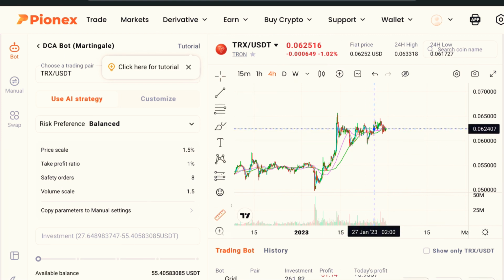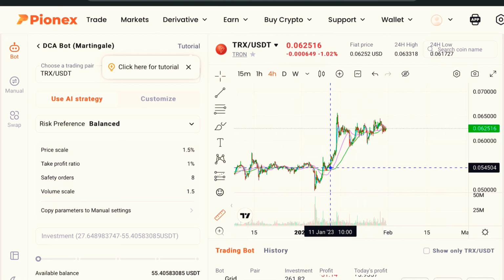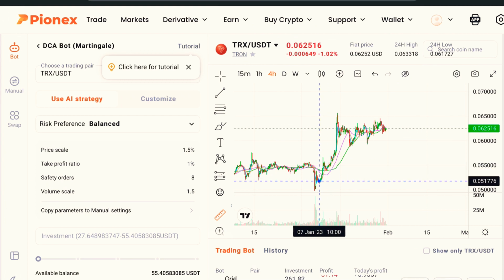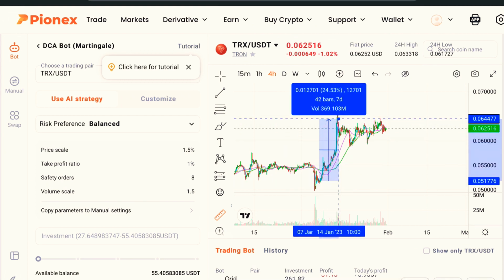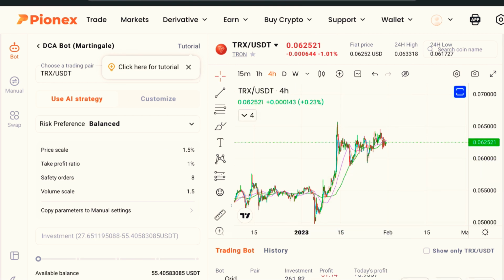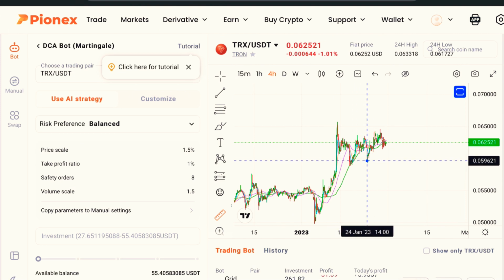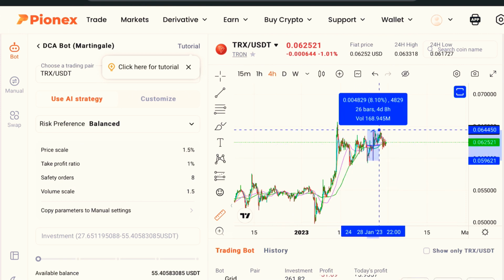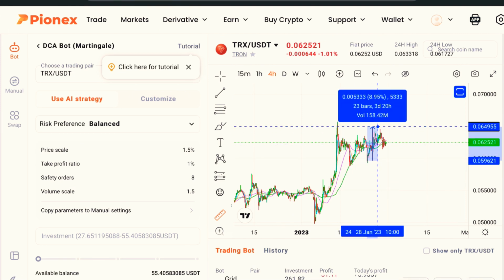Yes, we have a measuring tool. So we see that the price from the origins of this bull run has risen about 25%, and in this stagnation period, it has swayed between somewhere in the 8% region.